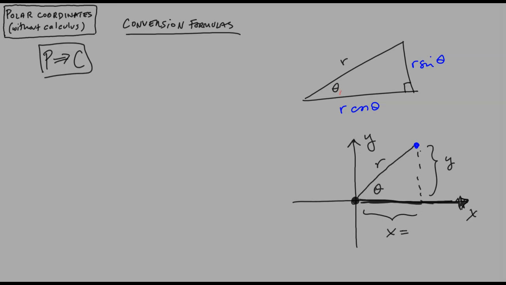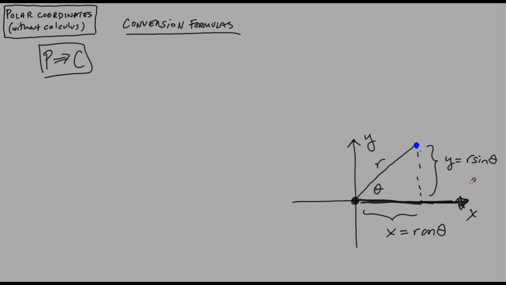What's x? Well, by this picture, x is going to be this hypotenuse times the cosine of this angle, hence r cosine theta. Similarly, what's y going to be? The hypotenuse times the sine of that angle, so r sine theta. And those guys are our conversion formulas. There's nothing deep about them. They're just this old, familiar picture from trigonometry.